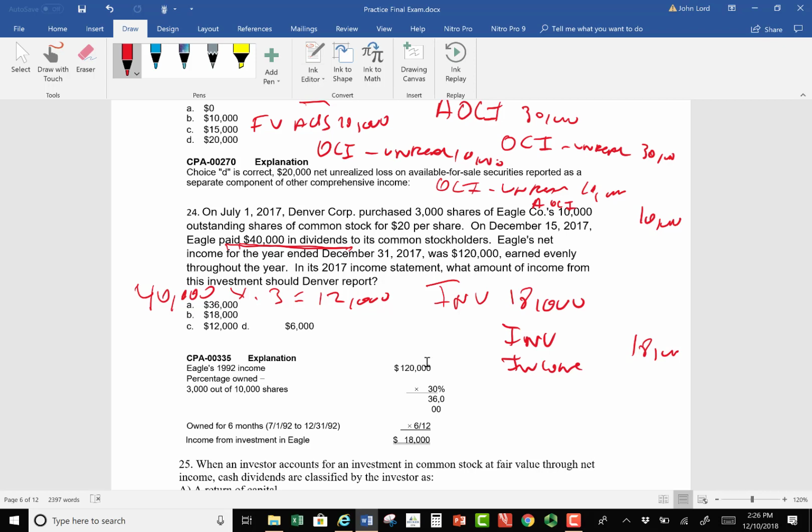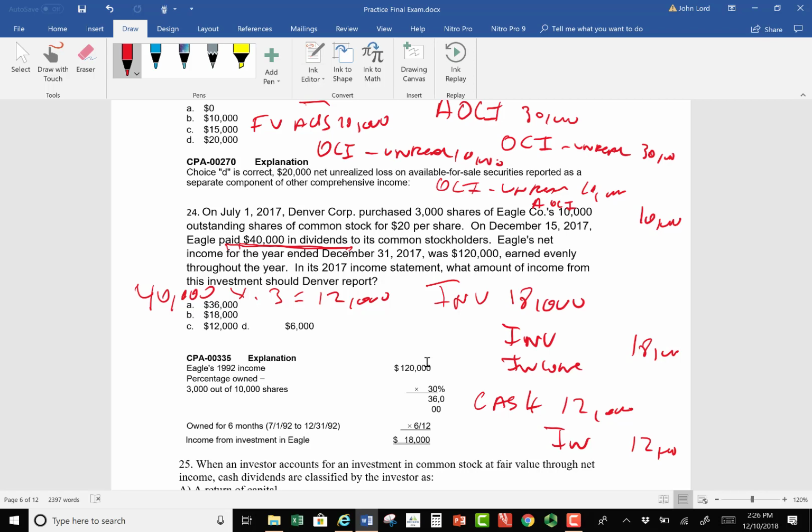Okay, and I would do what? I would debit, obviously, the cash for the amount of cash I got on those dividends, 12,000. And guys, I credit what? I credit the investment account for 12,000.